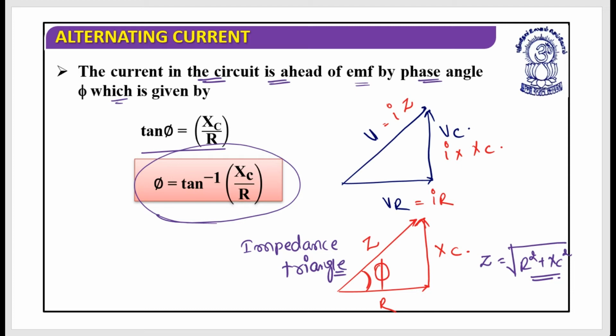From this I can have one more very important term, which could be written as cos phi. What would it be? This is the angle, so cos phi would be equal to R divided by Z. This cos phi is said to be the power factor of the circuit. Please remember its name, it's the power factor. We will see the importance of it in the next lectures, but please do remember that this is the power factor, which we call cos phi, which is equal to R by Z.